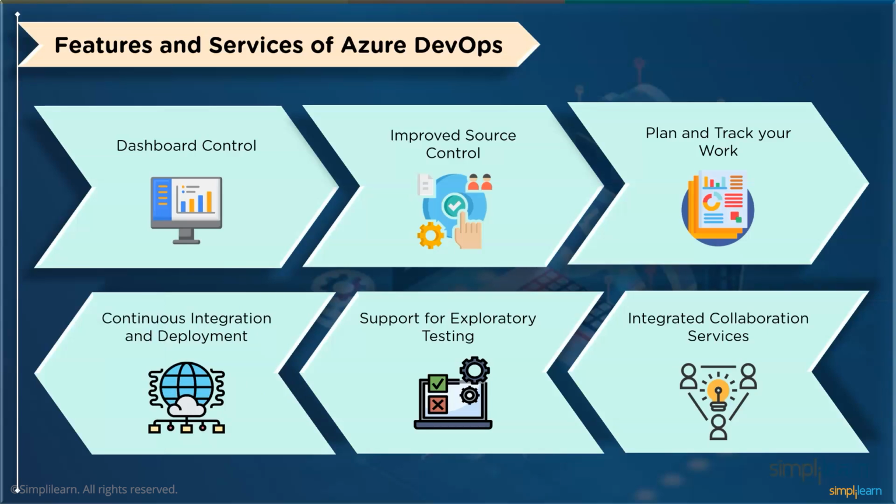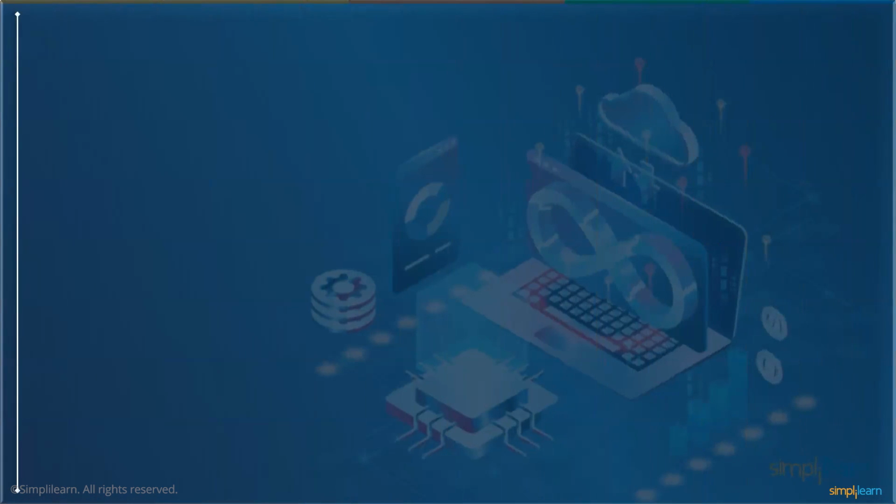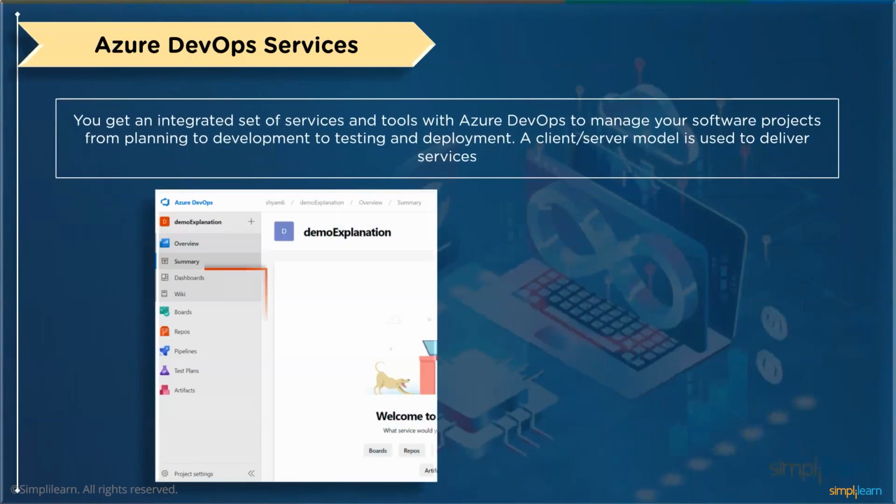And at last comes continuous integration and deployment. Many developers use CI/CD, and Azure DevOps makes it so easy to do so. Developers may automate various design activities with Azure Pipelines, including defining and building association steps, writing test instructions, and managing simultaneous releases. Well, this brings us to Azure DevOps services.